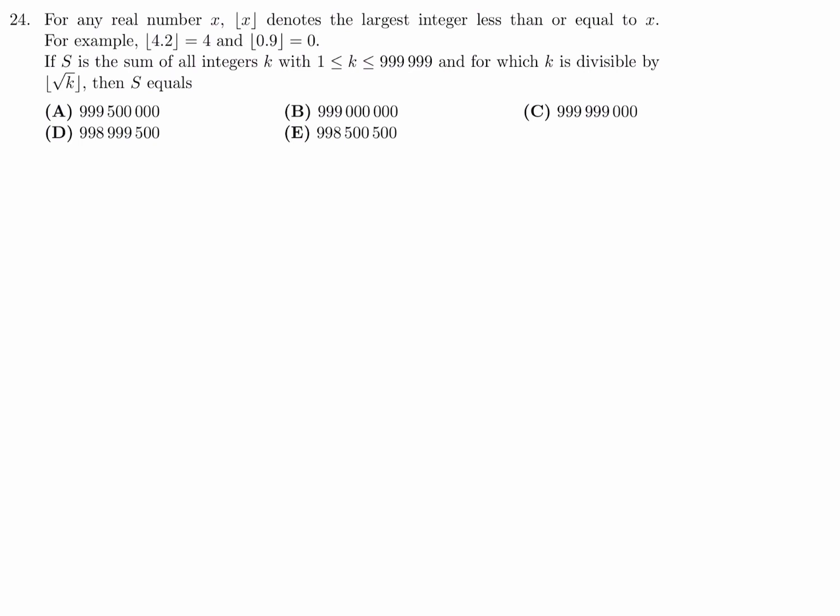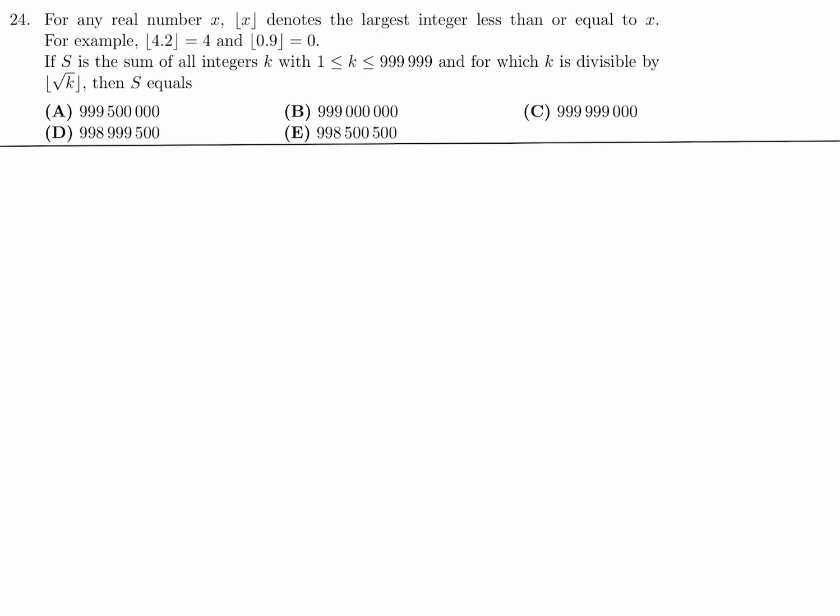For any real number x, x bracket denotes the largest integer less than or equal to x. For example, 4.2 bracket is equal to 4, 0.9 bracket is equal to 0. If S is the sum of all integers k, with k between 1 and 999,999 inclusive, and for which k is divisible by the square root of k bracket, then S equals.